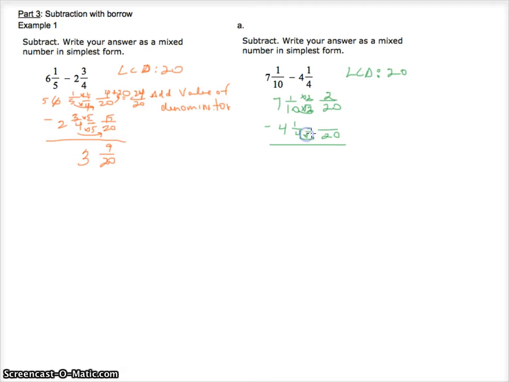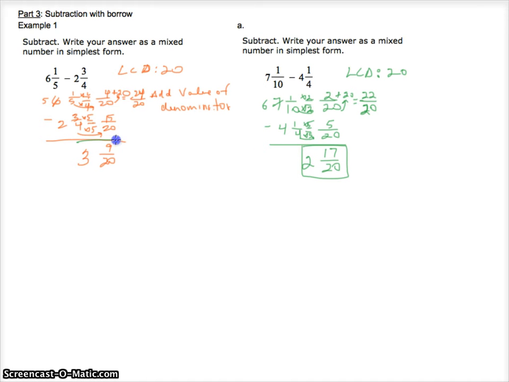In my second number, my denominator is multiplied by 5. 4 times 5 is 20. So my numerator will also be multiplied by 5, making it 5 over 20. I cannot subtract 2 minus 5, so I need to borrow from my 7. When I borrow, I'm going to add the amount of the denominator to the numerator. So I'm now going to have 22 over 20 minus 5 over 20. 22 minus 5 gives me 17 over 20. 6 minus 4 is 2.